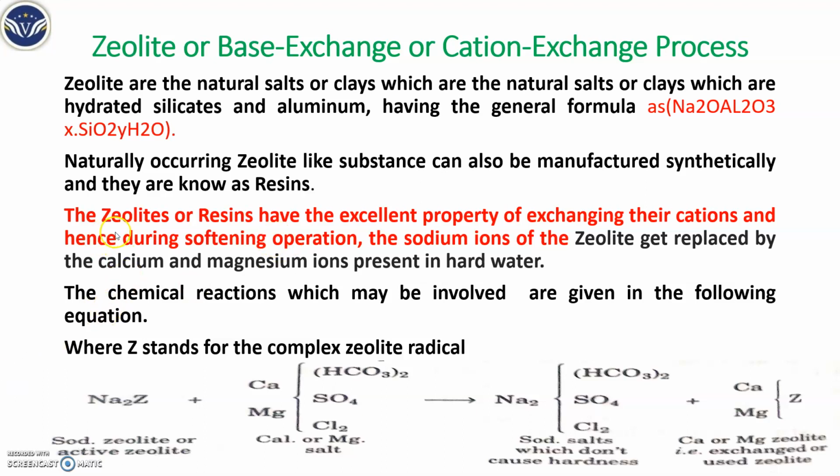So here what happens, zeolite or resin has an excellent property of exchanging the cation, and hence it is used in softening. So the cation here, sodium ions, are replaced with the calcium and magnesium ions which are present in water. So you can see in this reaction itself, it has been replaced with calcium and magnesium ions.